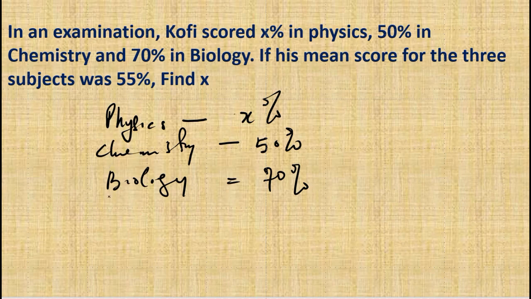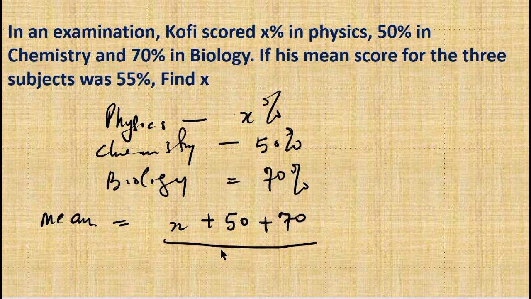1, 2, 3. Now, the mean in this case will be X plus 50 plus 70, all divided by the total number of occurrence. How many occurrence? 3. Now this mean has been given to be equal to 55%. That means that X plus 50 plus 70, that's 120, will be equal to 55%.